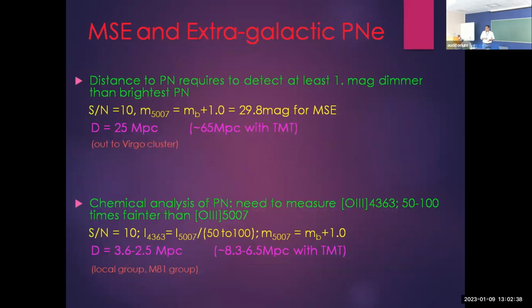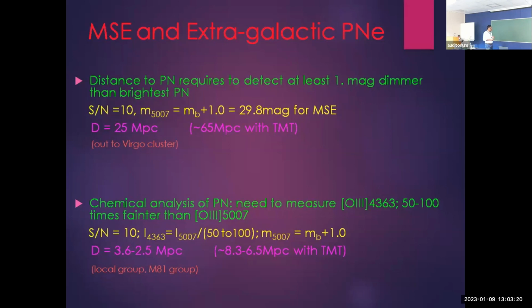The distance alone doesn't really give much information, because we need the chemistry and the distance too. That is the detection limit, sorry. If you want to determine the distance to the planetary nebulae, then you have to fit the planetary luminosity function. So you need to observe the planetary nebulae which are at least 1 magnitude fainter than the brightest one. If you fit that, 1 magnitude fainter, then it comes to 25 to 30 megaparsec. We can measure these galactic distances accurately to 10%. With TMT, you can go up to, say, 65 megaparsec. So with this MSc, you can reach out to, say, the Virgo cluster easily.